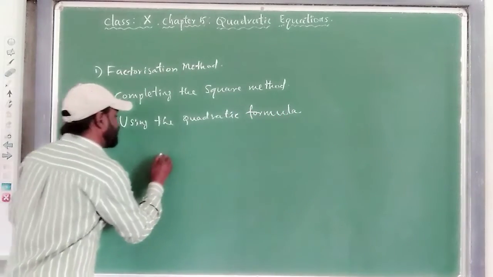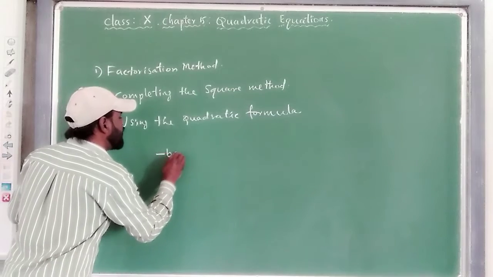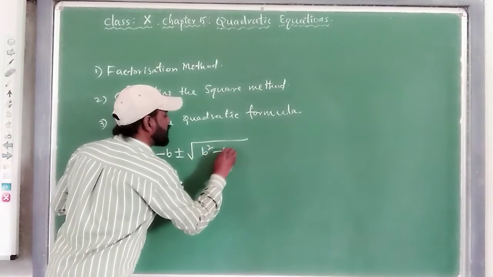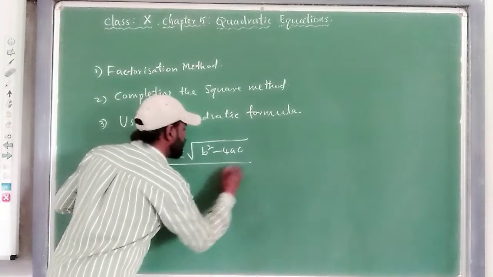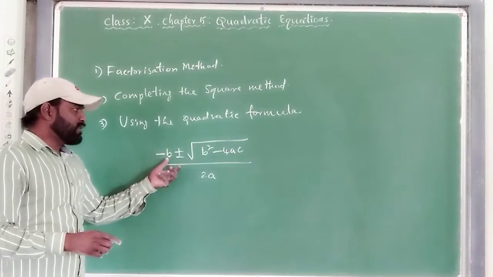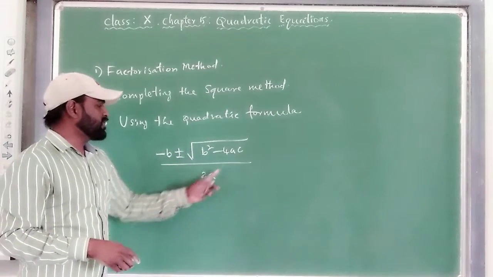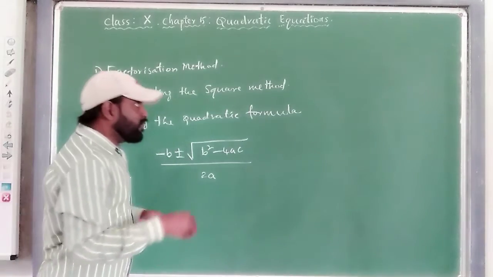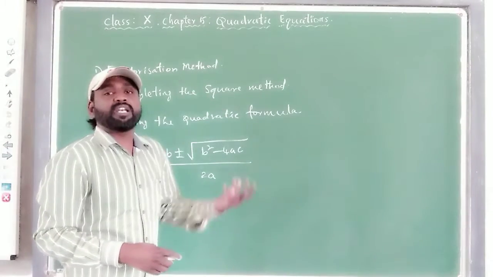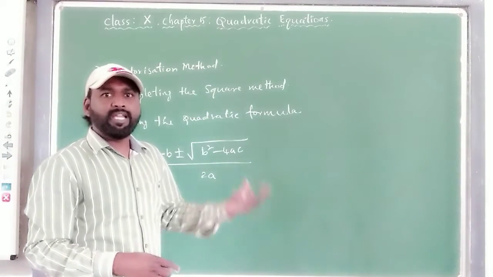The quadratic formula is x equals minus b plus or minus under root of b square minus 4ac, divided by 2a. In this quadratic formula, to know what is meant by a, b and c, we have to compare the given quadratic equation with the general form of the quadratic equation.